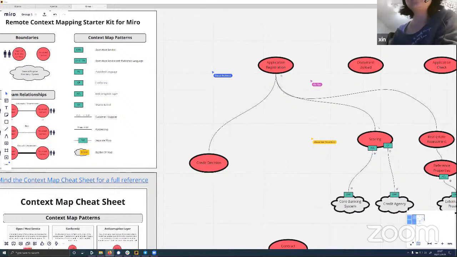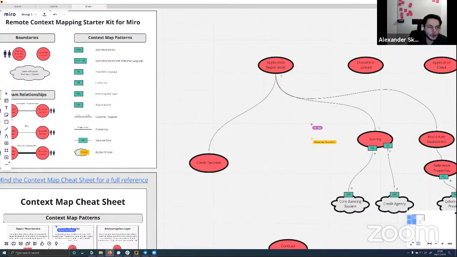So then if we go with this assumption, like scoring is upstream and application registration is downstream, what would you suggest the kind of relationship between them? Are they customer supplier, or are they something else?